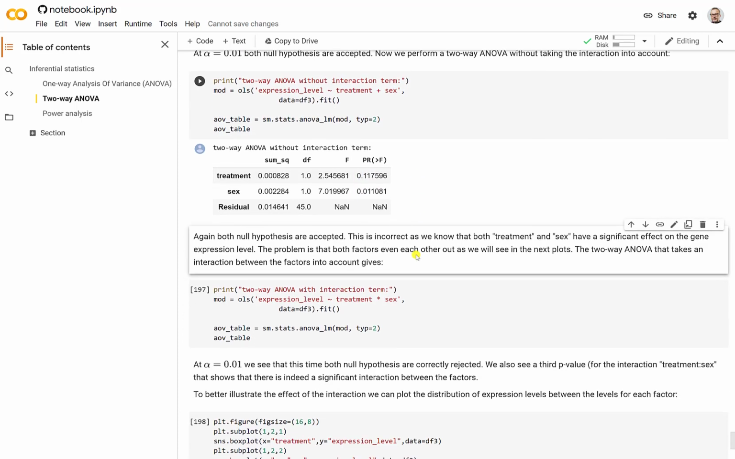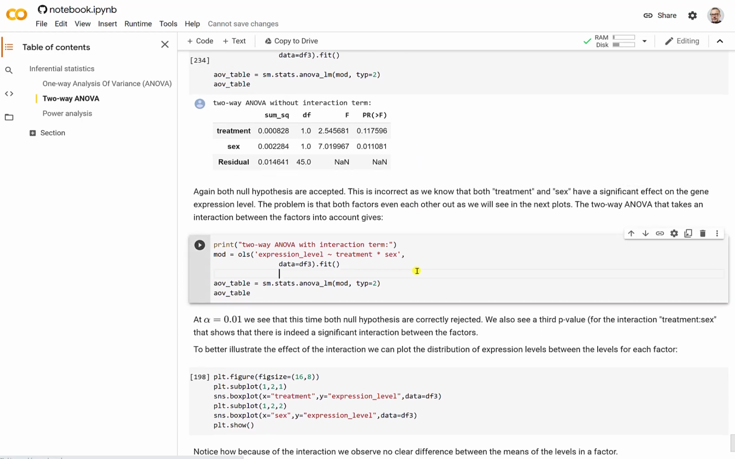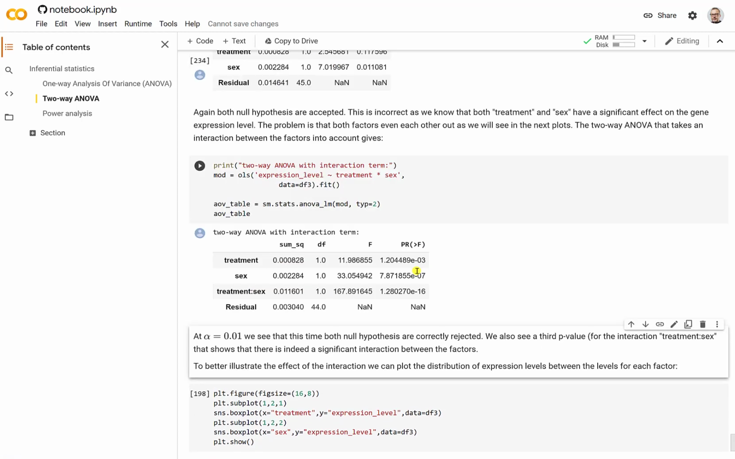Okay. So finally, let's add the interaction factor. Let's say that there might be one. Let's consider one. And then that changes the picture drastically. So now all of our factors, including the interaction, are actually rejecting the null hypothesis. So they show differences in mean, which is indeed correct.